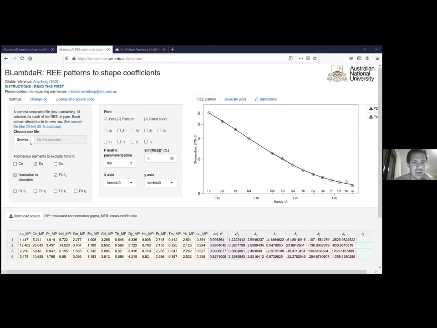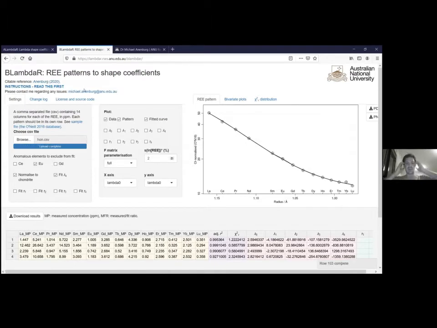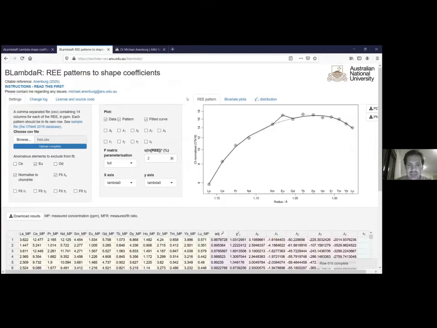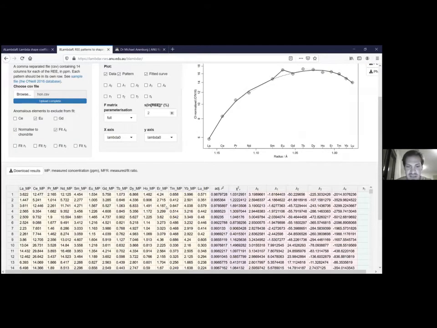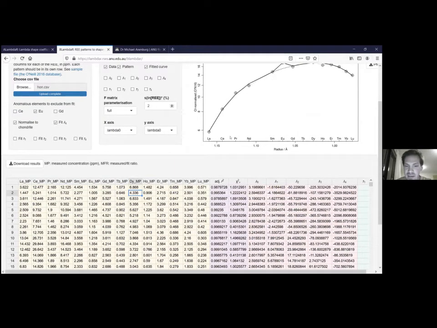So I will upload this database of 616 real-time patterns. And as you can see, here are a lot of patterns. Each one of them, in here, you can see it has lambdas. So lambda 0, lambda 1, lambda 2, lambda 3, and lambda 4. So those are the lambdas for each of the patterns.